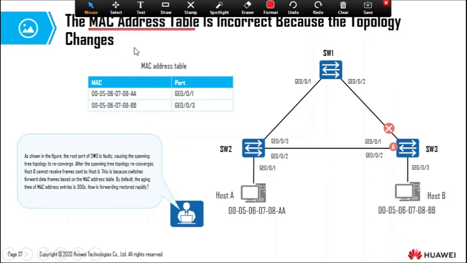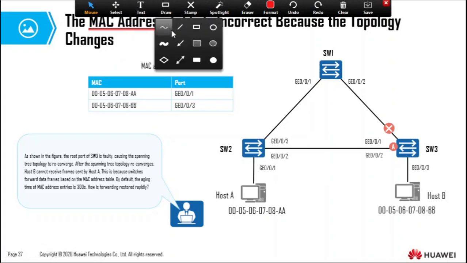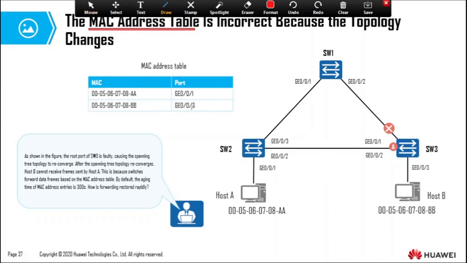Okay. So this is the MAC address table. This MAC address table is for switch 1. This MAC address table is for switch 2. In this particular example, switch 1 is the root. Are we together?